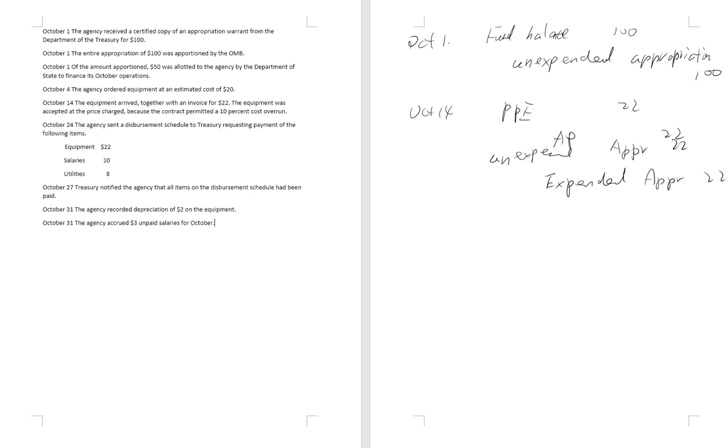So the budgetary work, the $22 equipment has been recorded already, right? So the additional budgetary work we're going to record is the $10 salary, $8 utilities, $18. So we're going to reduce $18 from the allotment: debit allotment 18, and credit delivered orders 18.